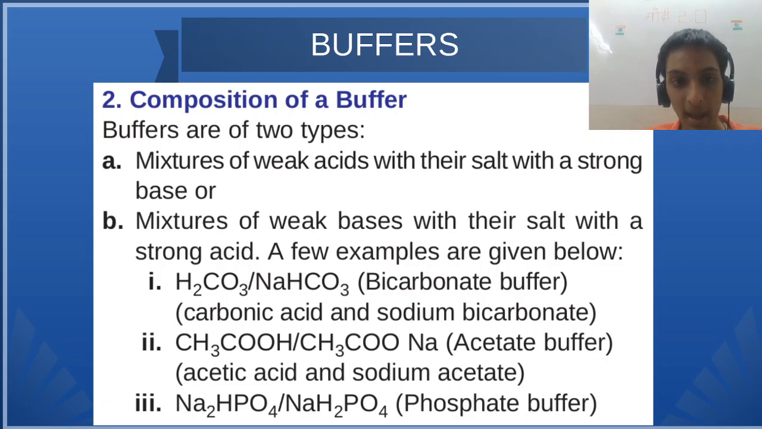So what comprises a buffer? Two types are there: a weak acid and its conjugate base, or you can call it a strong base. Nothing wrong with that. We can have the converse also, weak bases. For example, let's take one example. Just remember only one example out of these three, that is carbonic acid by sodium bicarbonate. That is the bicarb buffer.